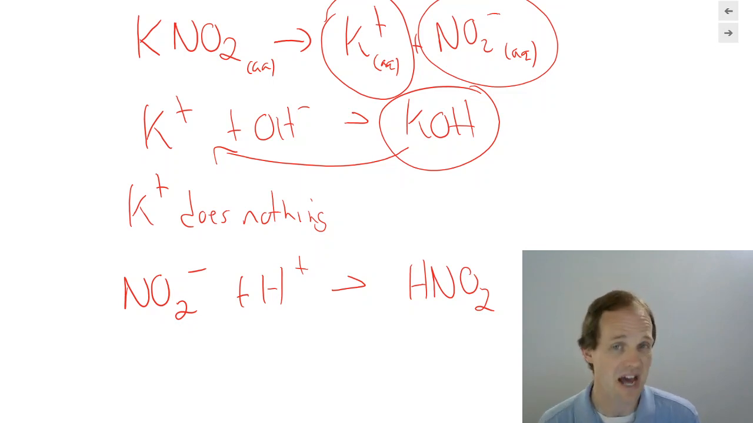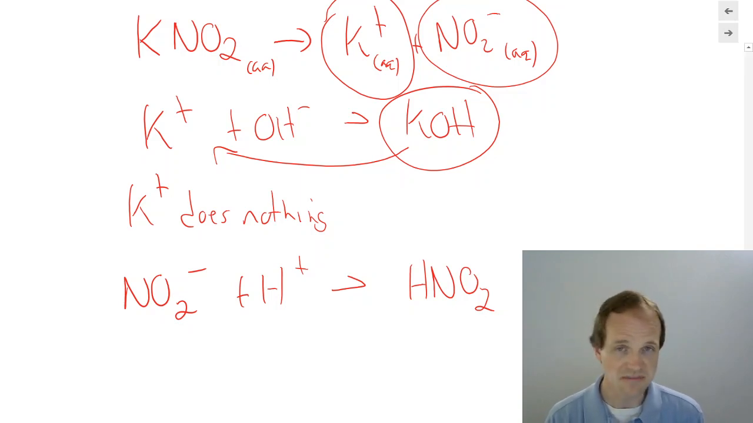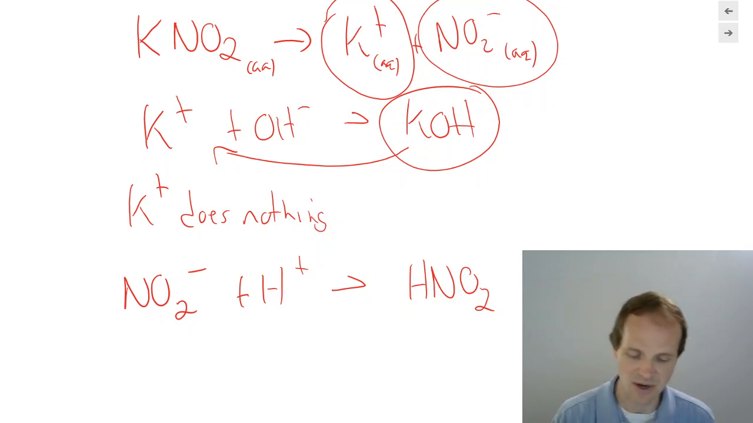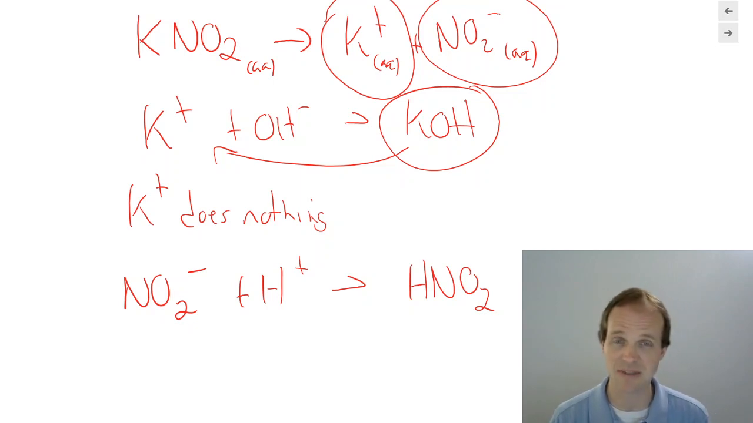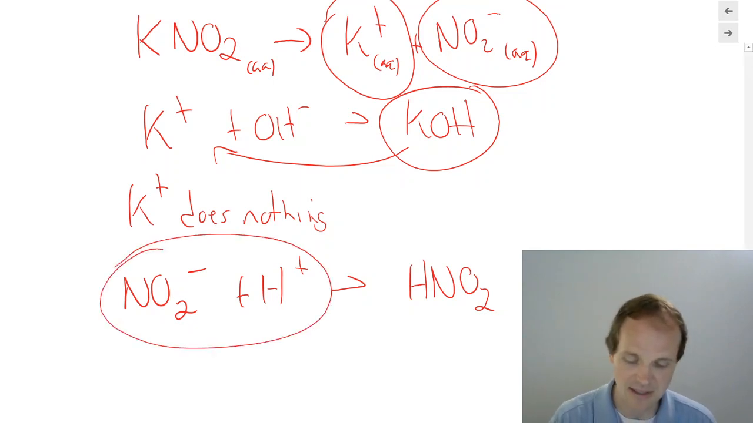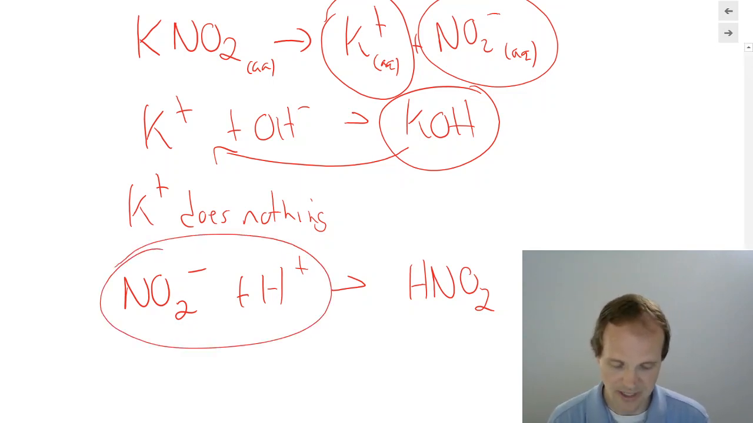Let's do the other two, just to see. Is it going to give away OH? No, because it doesn't have OH to give away. Is it going to take OH? No, because that's the same charge. They're going to repel each other in solution. So this is our only possibility, and that's a really good possibility because we know HNO2 is a weak acid, and it would prefer to be HNO2. So NO2 minus is likely to react with H+, taking it out of solution.